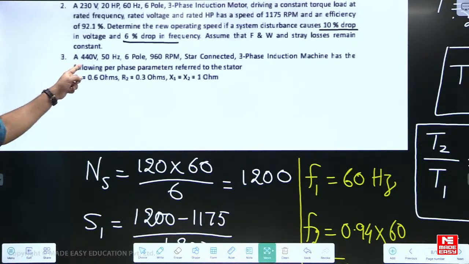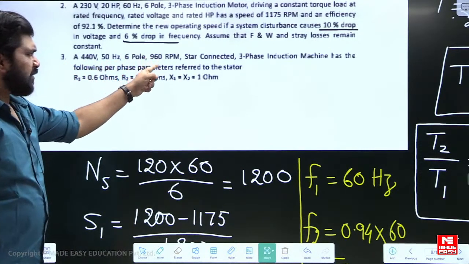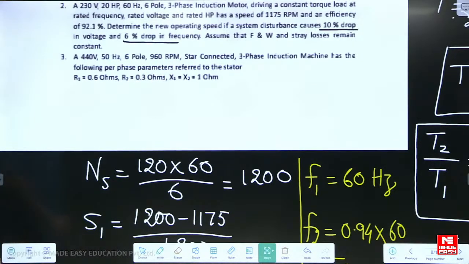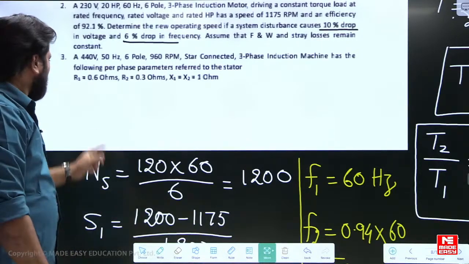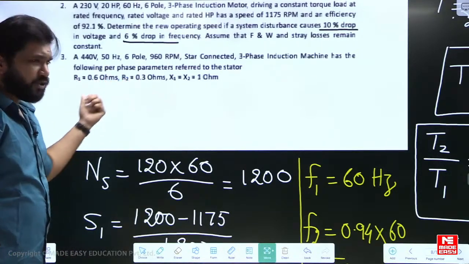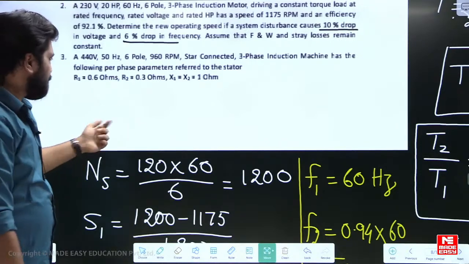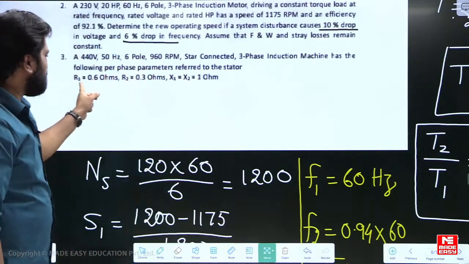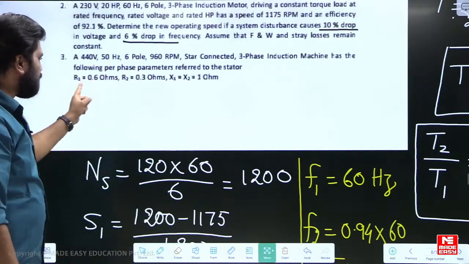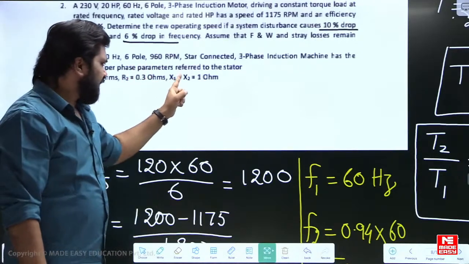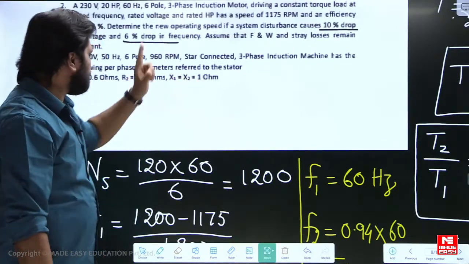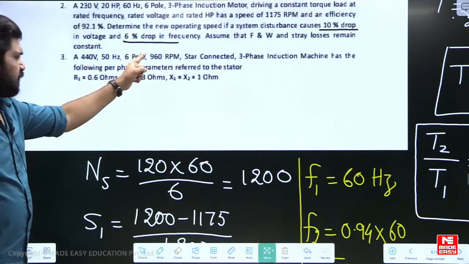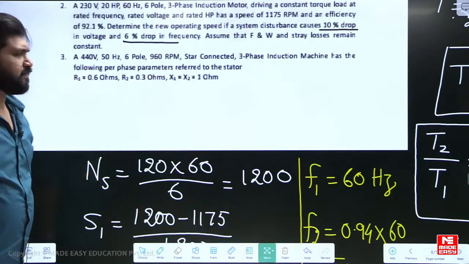A 440 volt, 50 hertz, 6 pole, 960 RPM, star connected 3-phase induction machine has the following per phase parameters referred to stator. R1, R2 dash referred to stator is given already. X1, X2 dash referred to stator given 1 ohm. This is the data given to you. Note down: R1, R2 dash, X1, X2 dash are 0.3, 1. 50 hertz, 6 pole, 960 RPM motor.